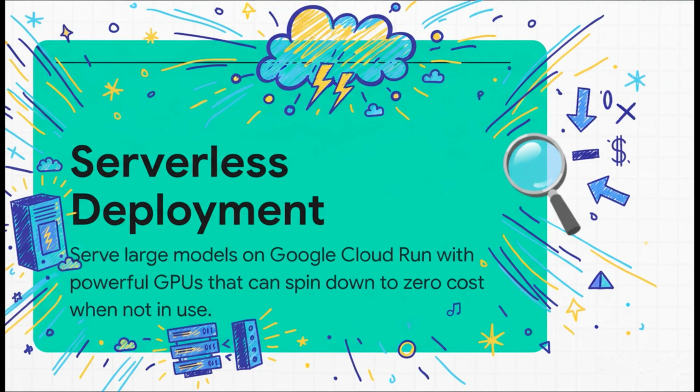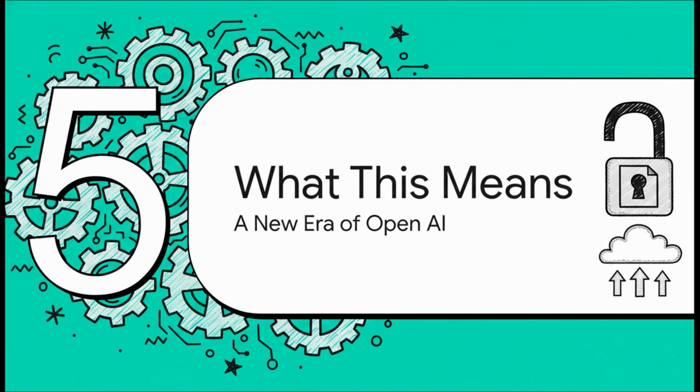Now let's talk deployment, because this is critical for any commercial project. You can run even the large workstation models on Google Cloud Run in a completely serverless way. This means you get access to really powerful GPUs when you need them, but the service can spin all the way down to zero cost when it's not being used. It's basically affordable power on demand. So when you start to put all of this together, the open license, the powerful and efficient models, the native capabilities, and the easy deployment, it really does feel like we're stepping into a new era for open AI.